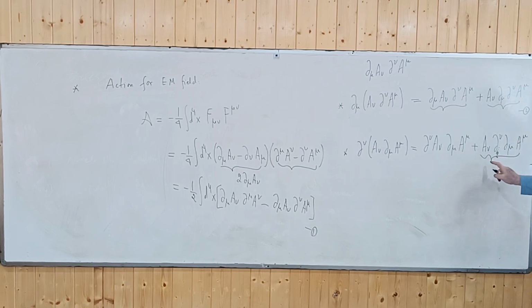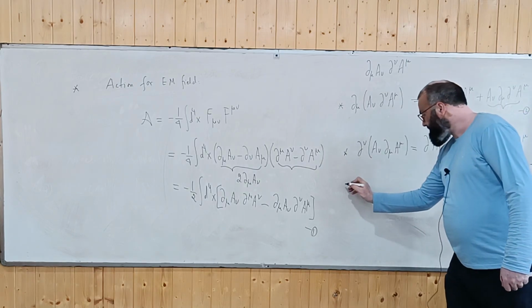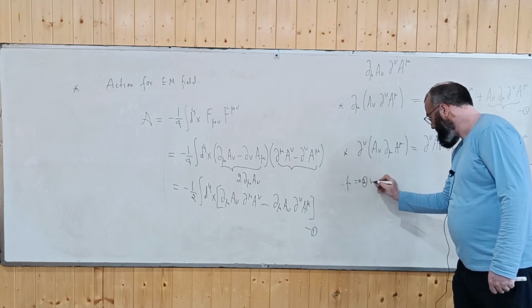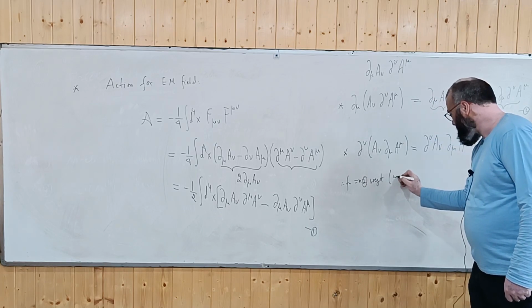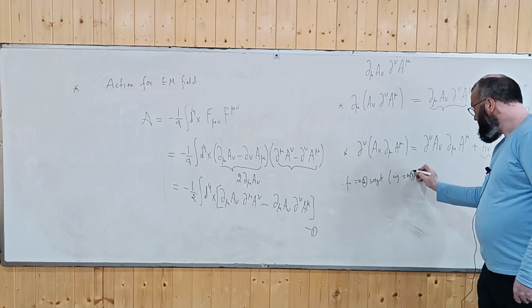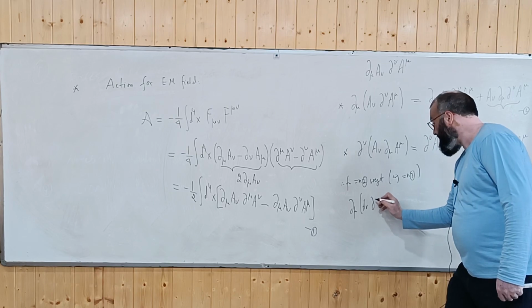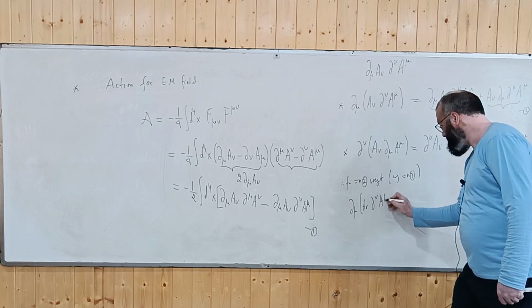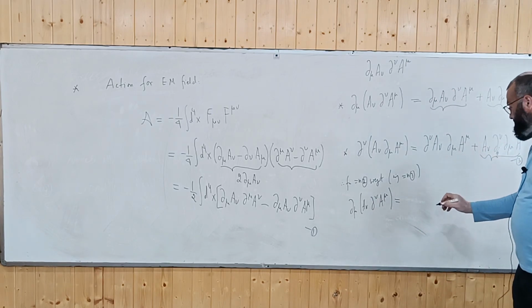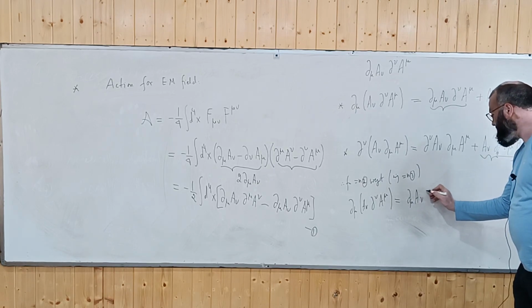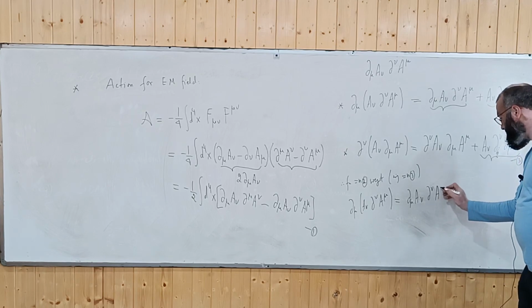Clear? So now let me use this result in equation 2. Understood? So let's write this as third. So therefore, from equation second, using equation 3, we get this partial mu A nu, partial mu A mu. So that's equal to partial mu A nu, partial nu A mu. Clear?